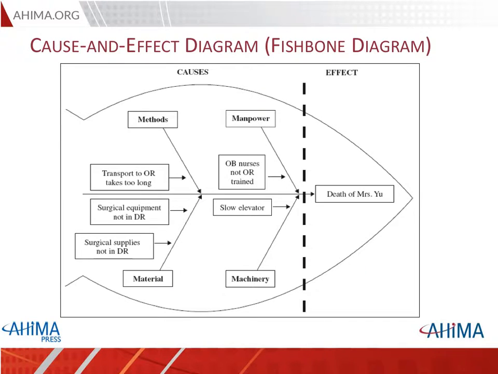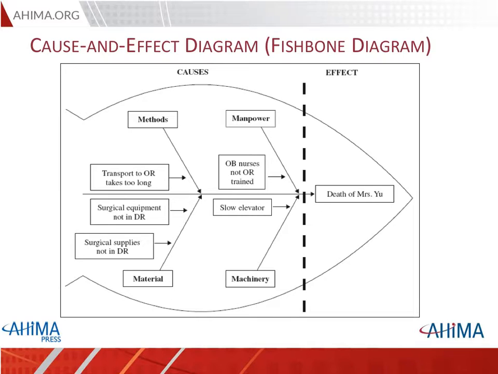Another common quality improvement tool used for risk management is the cause and effect diagram. The cause and effect diagram is often referred to as the fishbone diagram because it looks like a fish. The problem, or effect, is written on the fish's head, while the contributing factors, or causes, are written on the bones of the fish, branching off of the backbone. It is not necessary to draw the outline of the fish as is shown on this slide.